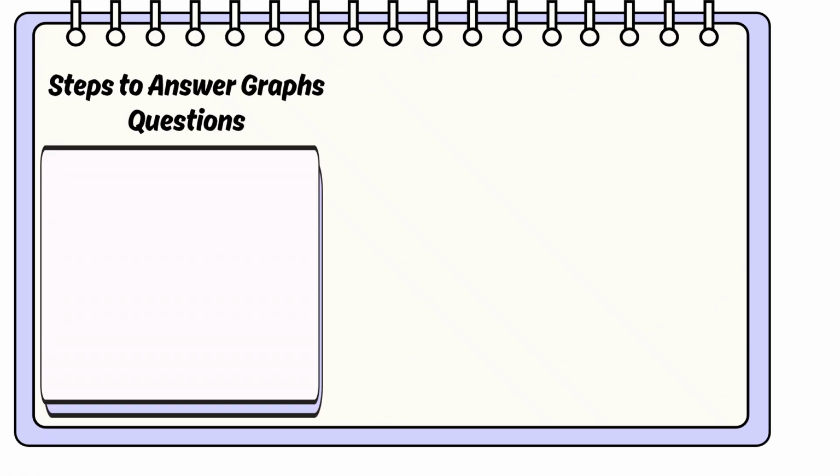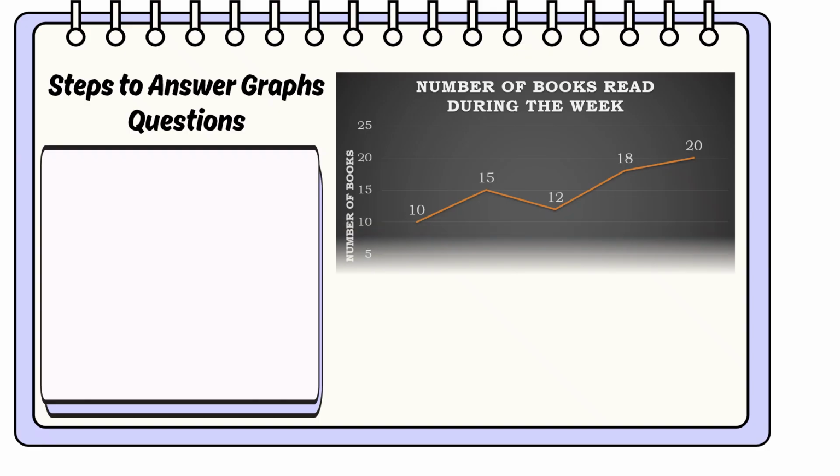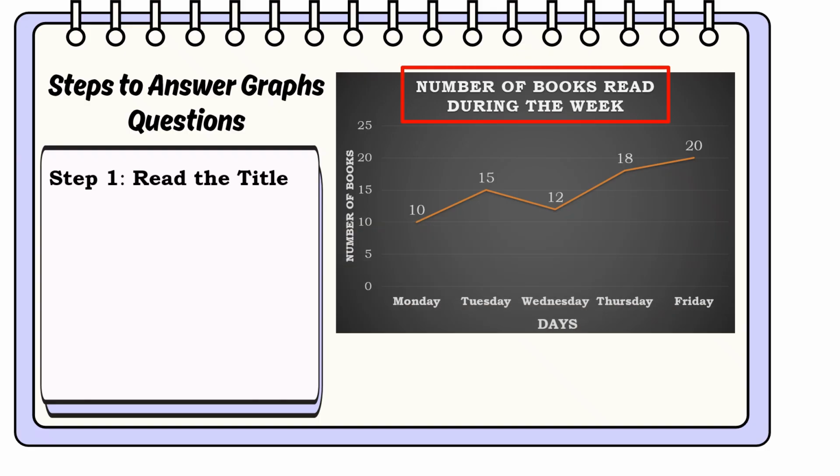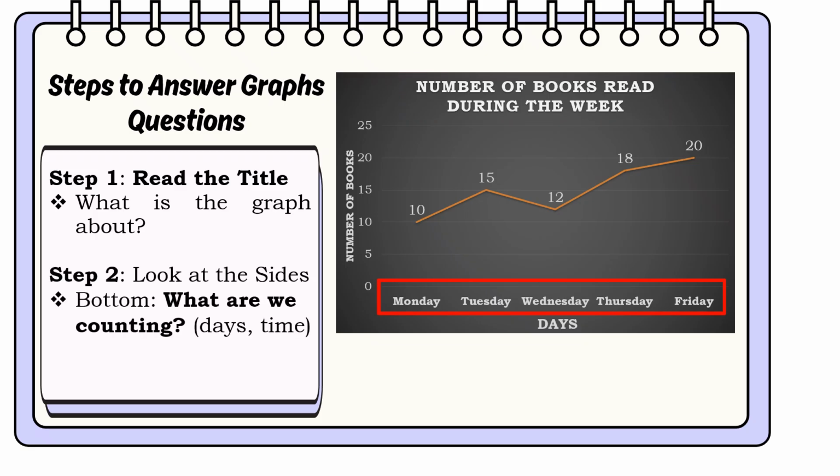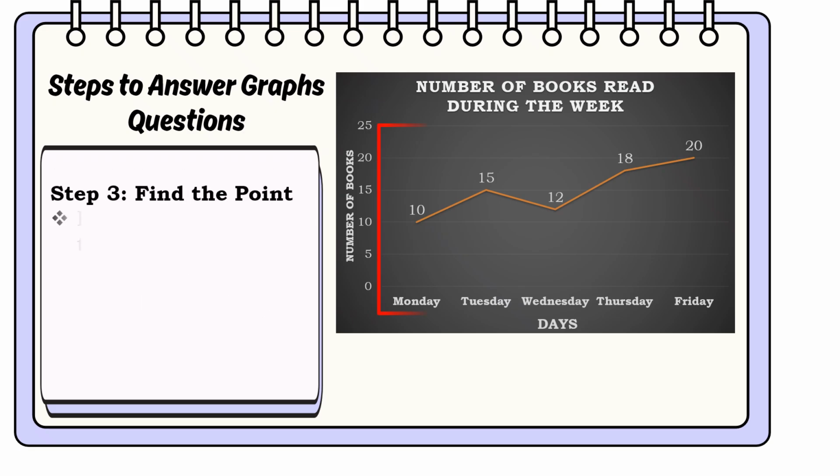Let's study the steps to answer graph questions. The first one is read the title. What is the graph about? The second one, look at the sides. At the bottom, what are we counting? Is it days or time? Next, you're going to look also at the side. How many? Step 3, find the point.